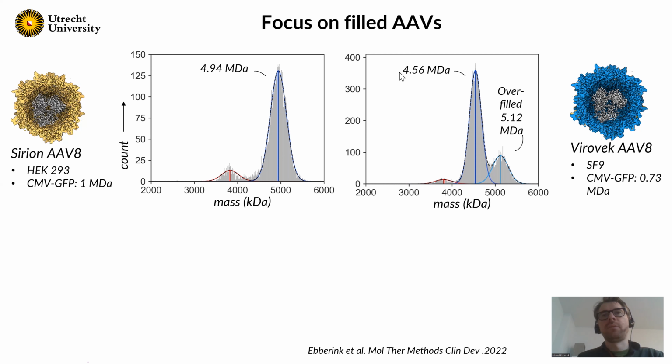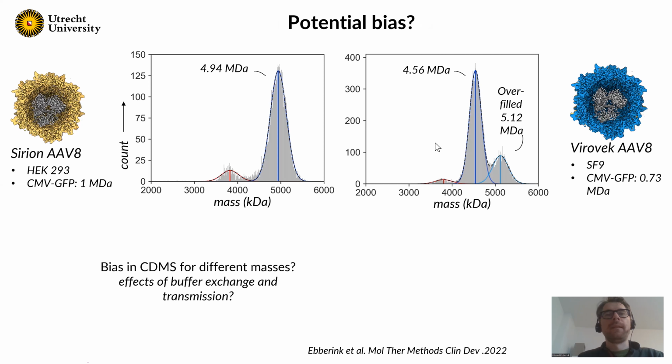And if we then perform the CDMS assay again, we get a result like this. A main population containing the transgene, which is about 4.6 megadalton, but also a population that carries more weight. So they're overfilled or they're packaging extra material, which is about 5.1 megadalton, and a slight amount of empties as well.